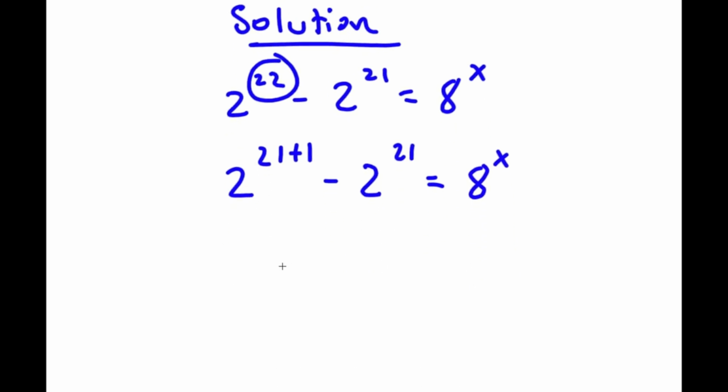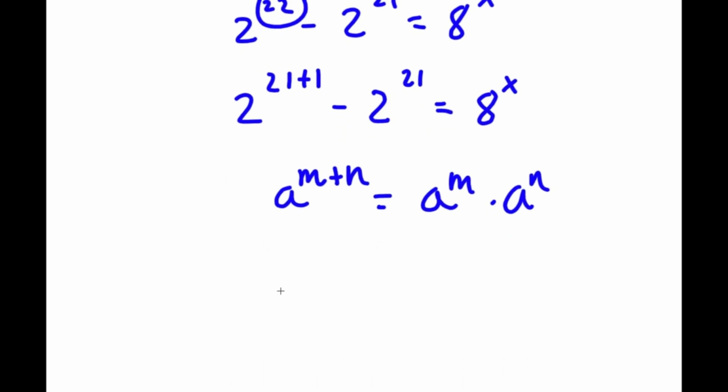Now, if I have something in the form a to the power of m plus n, this is equal to a to the power of m times a to the power of n. So 2 to the power of 21 plus 1, I can rewrite as 2 to the power of 21 times 2 to the power of 1. And I still have minus 2 to the power of 21 is equal to 8 to the power of x.